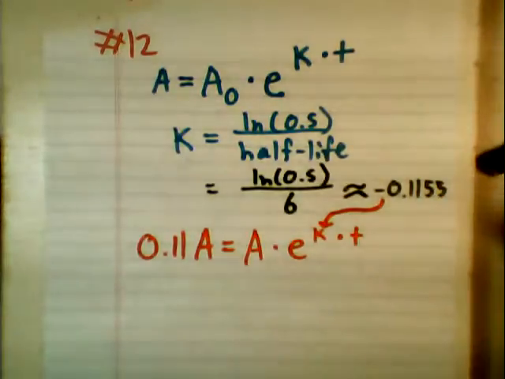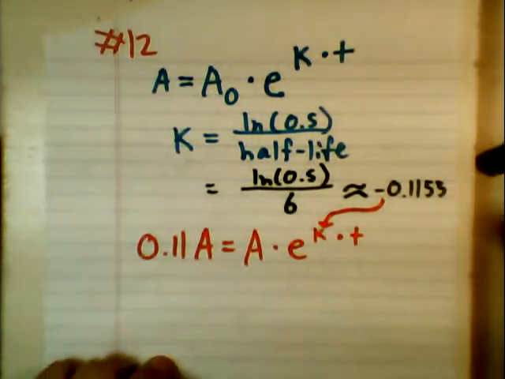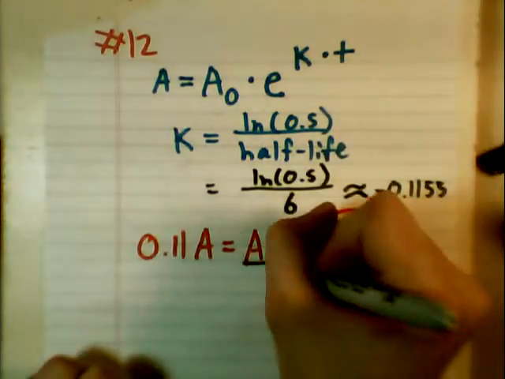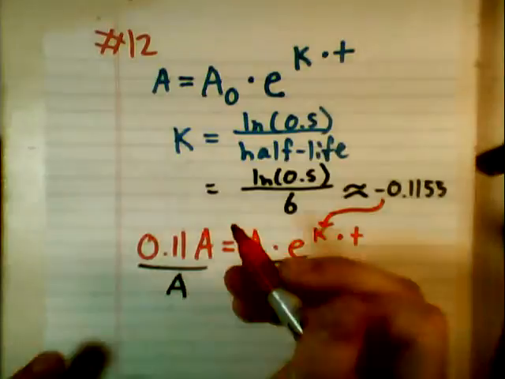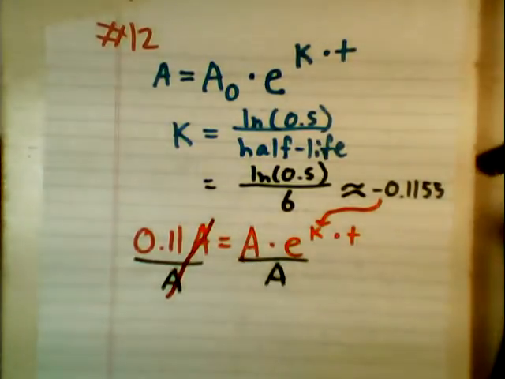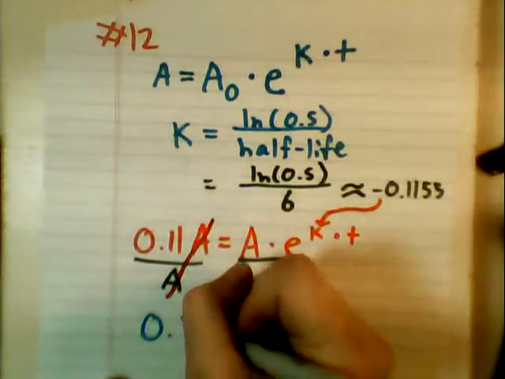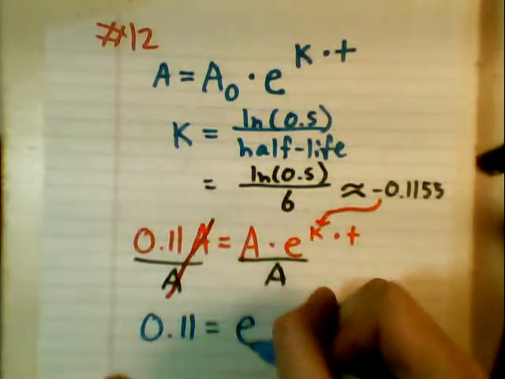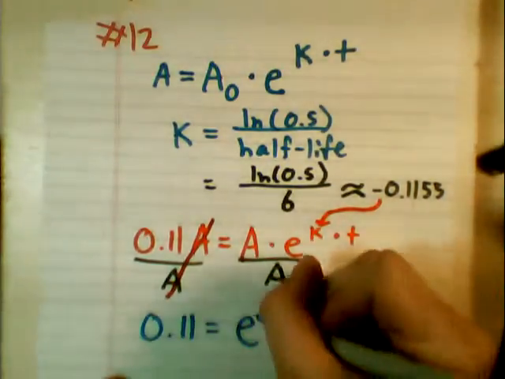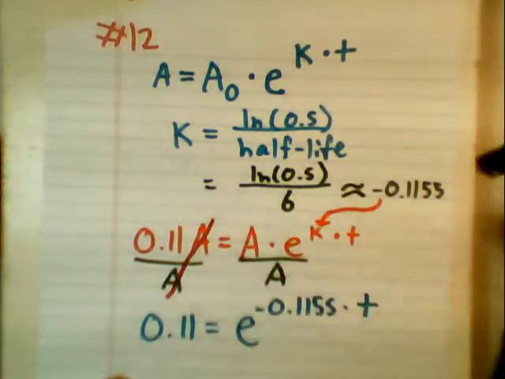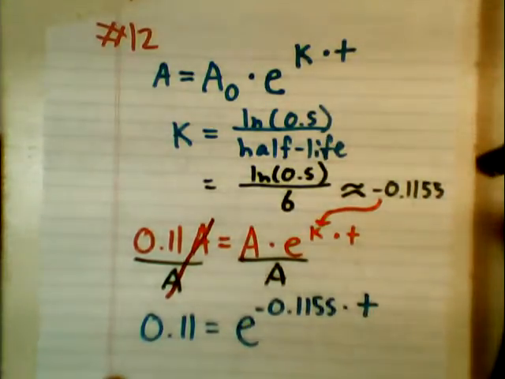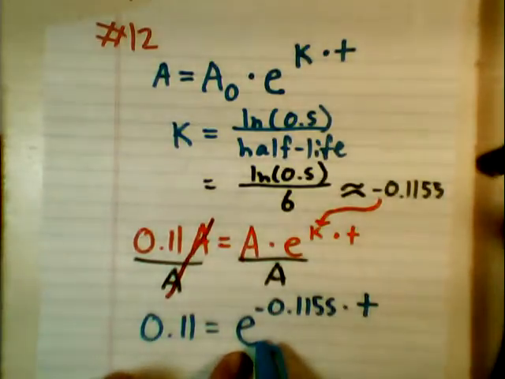So now we can actually solve this. Let's divide the A0 out to the other side. And guess what? We can cancel the A0. So now we have 0.11 equals e to the negative 0.1155 times t. So if we take the ln of both sides, we can cancel this e out.